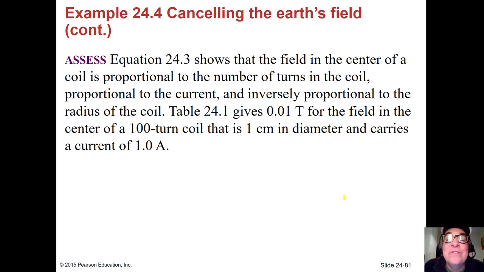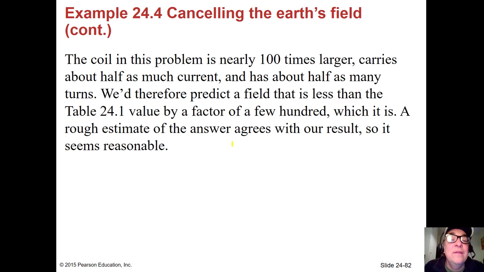So that equation shows the field at the center of the coil is proportional to the number of turns. So if you have more turns, you have a bigger magnetic field. Okay, so that table that we saw, 0.01 for the field at the center of a 100 turn coil, that's 1 centimeter diameter, carries 1 amp. So it makes sense. This is what this slide is telling you. The number that we actually calculated makes sense. It's not some outrageous number. It's in the ballpark from what you saw before. Okay, so this one is about 100 times larger, carries about half as much current. So those effects balance out.